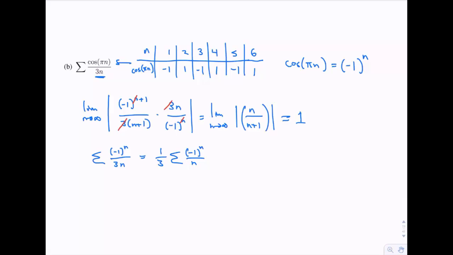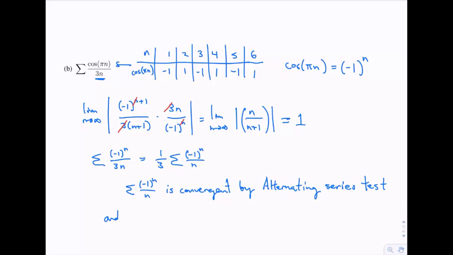So let's go ahead and factor out this 1/3, and we can notice, this looks very familiar, right? This negative 1 to the n over n. We saw this at the beginning of the section. So we actually know that this series, the sum from n equals 1 to infinity of negative 1 to the n over n, is convergent by the alternating series test, right? So the limit of the absolute value of the terms goes to 0, and it's a decreasing sequence.